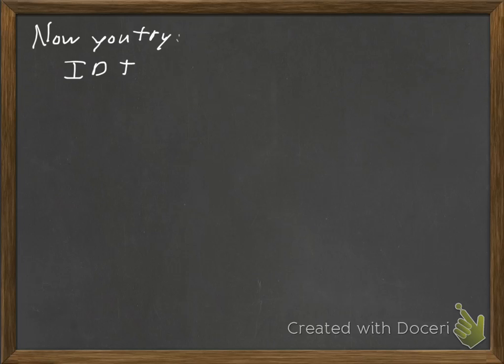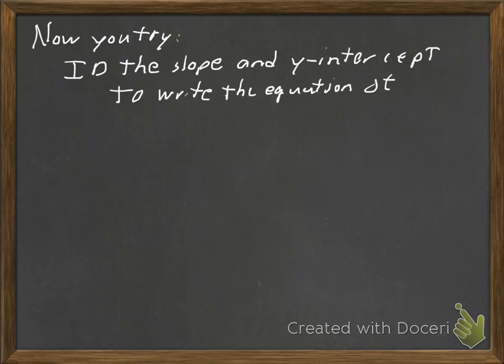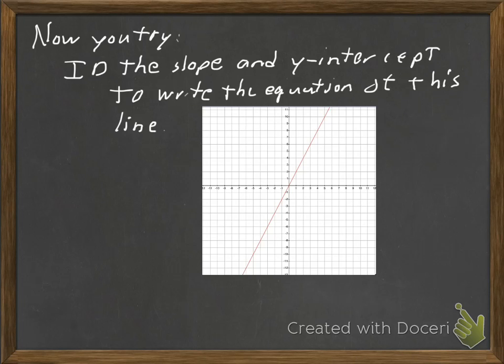Now I'd like you to try one. Identify the slope and the y-intercept to write the equation of this line. First, you might have found your horizontal and vertical change. And you remember that slope is the vertical change over the horizontal change. And in this case, 6 divided by 3, that ratio would simplify to 2. So our slope is identified as 2.